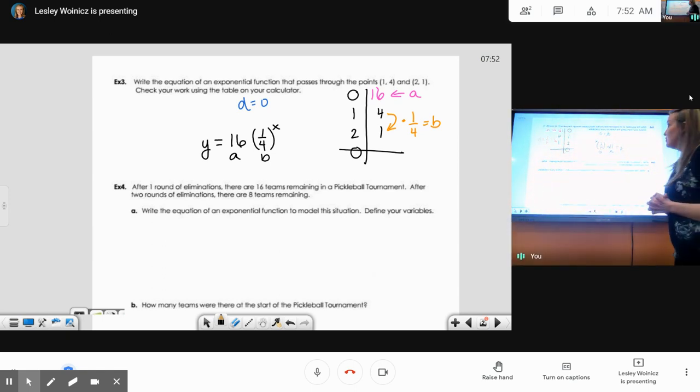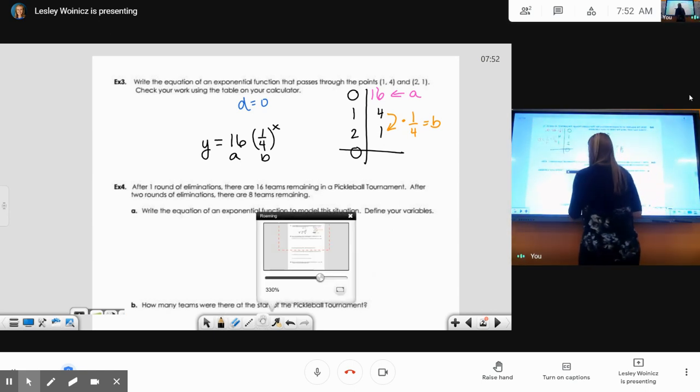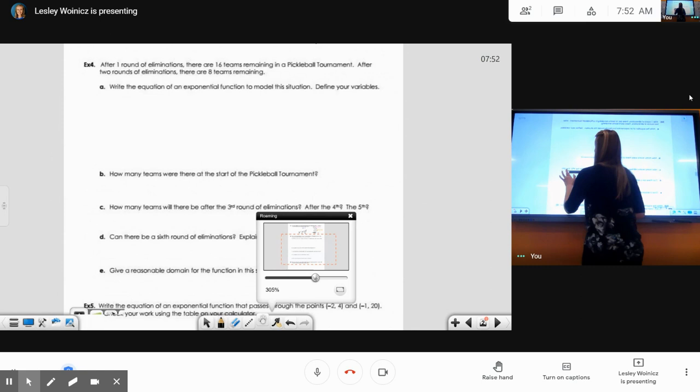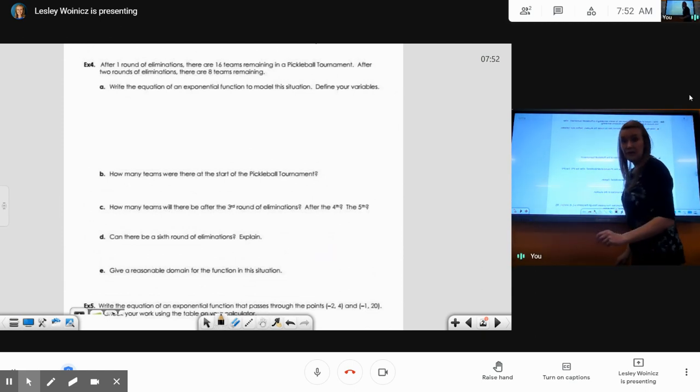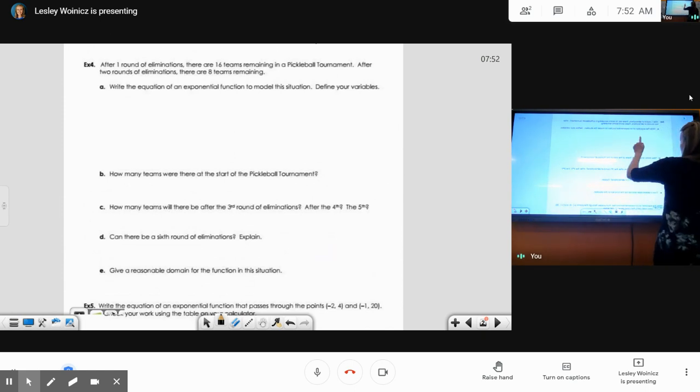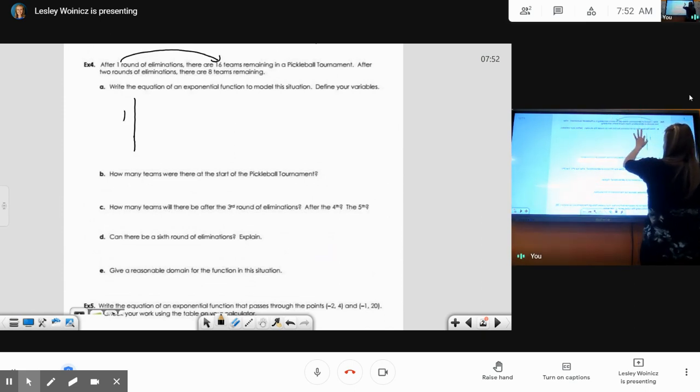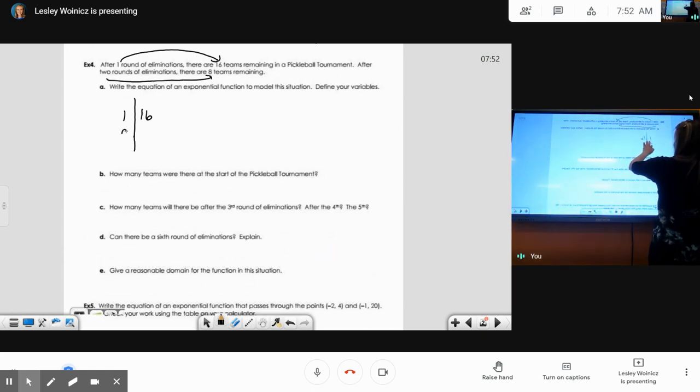Okay, now we have to do a little word problem. And it's basically going to be the same thing, guys. It says, after one round of eliminations, there are 16 teams remaining in a pickleball tournament. After 2 rounds, there are 8 teams remaining. So I'm going to put that information in a table, just like the ones I made up there. So it goes 1, 16, right? And after 2, there are 8. So it goes 2, 8.